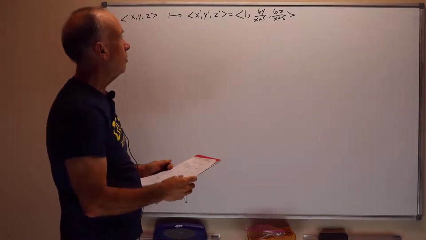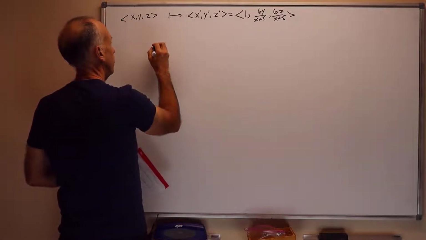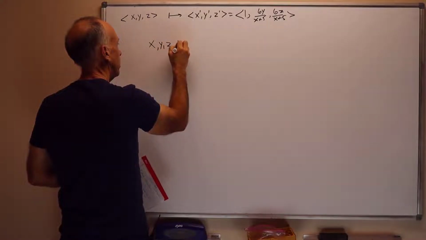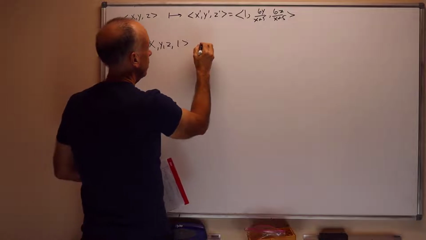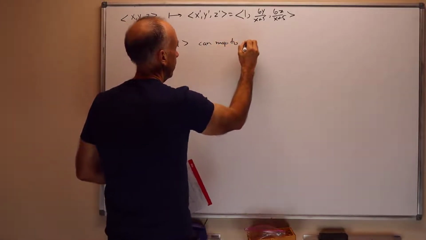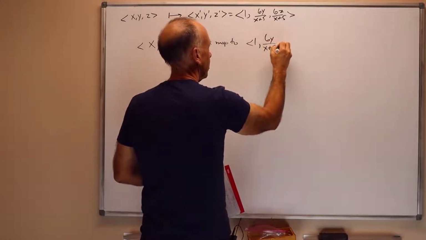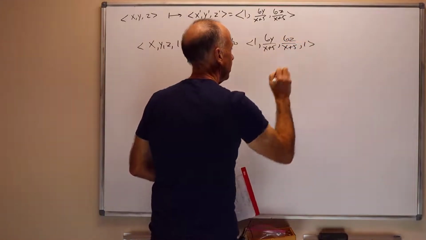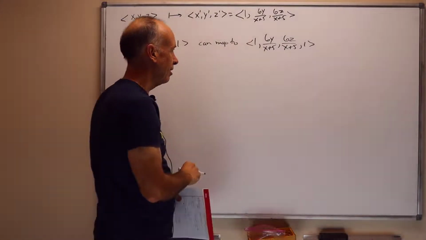So we want to go to homogeneous coordinates and get a 4x4 matrix for this. Rewriting this in homogeneous coordinates, we have x, y, z, 1, which represents x, y, z, of course. We can map it to the point, well, it could be 1, 6y over x plus 5, 6z over x plus 5, 1. But this map is not linear.